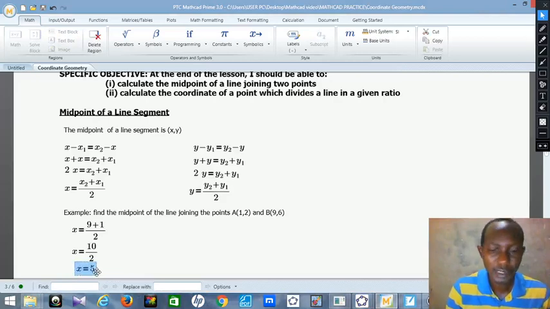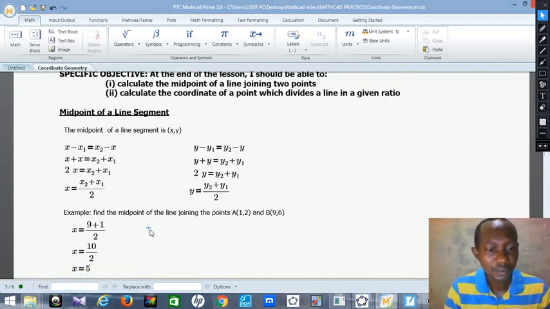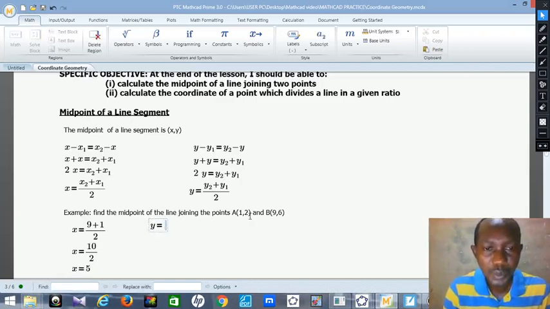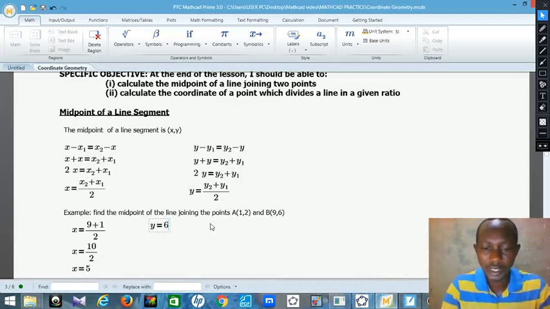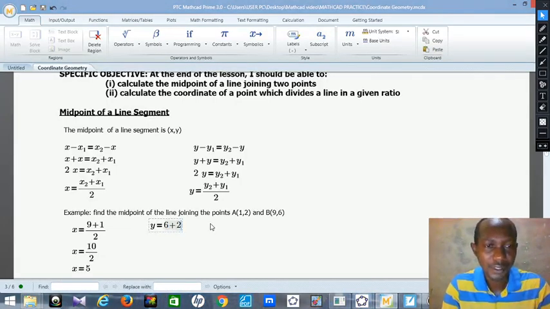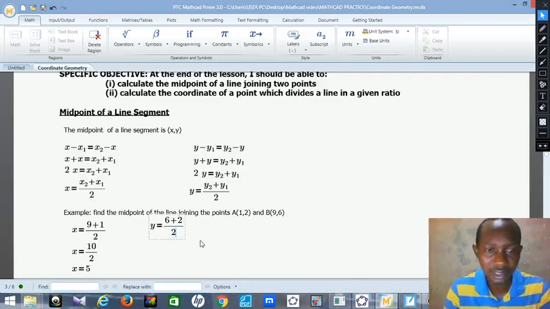Then you do the same for the y coordinate. Let's do it on this side also. For the y coordinate, you say y is equals to, the second coordinate for point A is 2, the second coordinate for point B, which is the y coordinate, is 6, which is 6 plus 2. That's what we're doing here. 6 plus 2. Then you divide your results by 2. Just follow the formula. That is all. It's a very simple calculation.